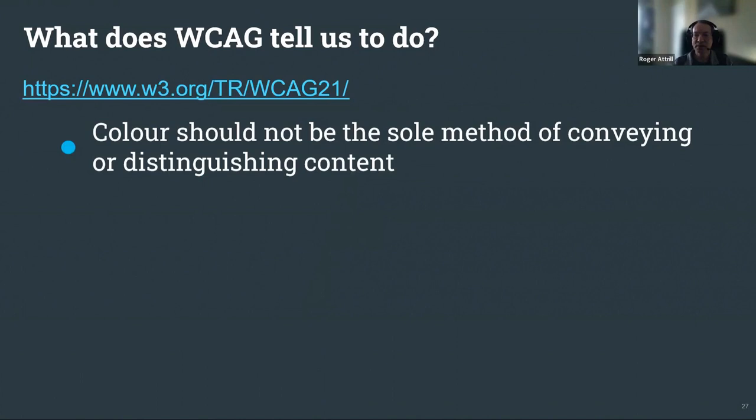So let's have a look at what the guidelines tell us to do about color. The guidelines say colour should not be used as the sole method of conveying or distinguishing content. And this is one guideline that I'm forever quoting at people. So as an example, say you had a colour-coded map, you could also provide tables or filters or easy search capabilities in a separate control, something that helps users to explore the content separately to the map and without the need for colour.